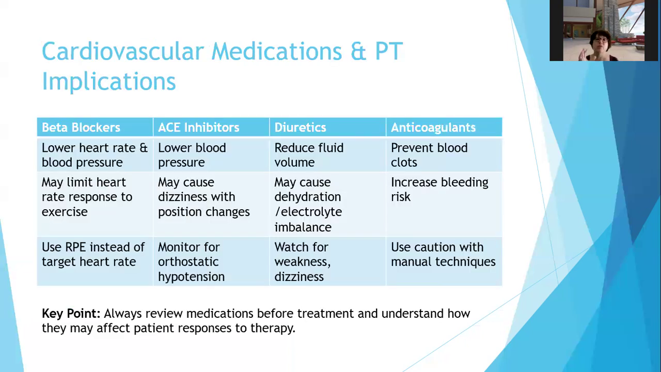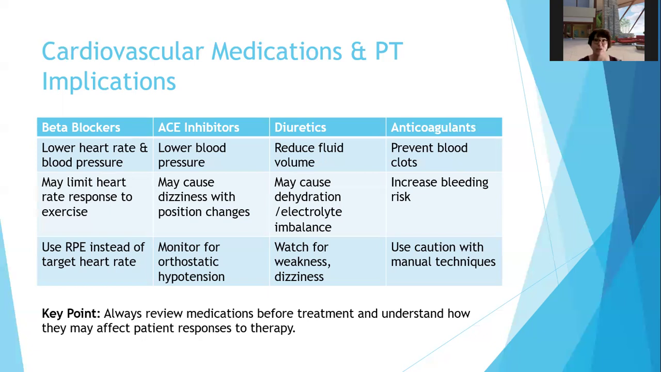Cardiovascular medications. So I have a little lecture section where we're going to talk a little bit more in detail. There's a great little thing in the book where it has a bunch of different medication names, and you have to say whether it's a beta blocker, an ACE inhibitor, or a diuretic, what it is. And a lot of times you can tell by the suffix of the name. So beta blockers lower heart rate and blood pressure. Some people are on it for blood pressure, some people are on it for other things. They limit your heart rate response to exercise, and so you're going to use rate of perceived exertion instead of target heart rate.